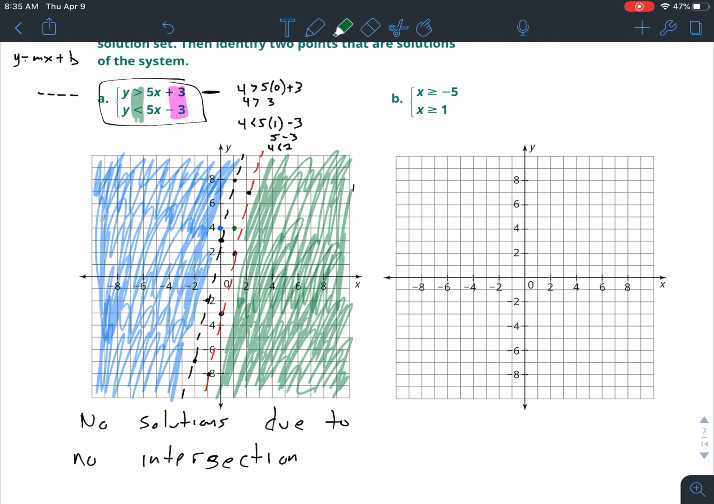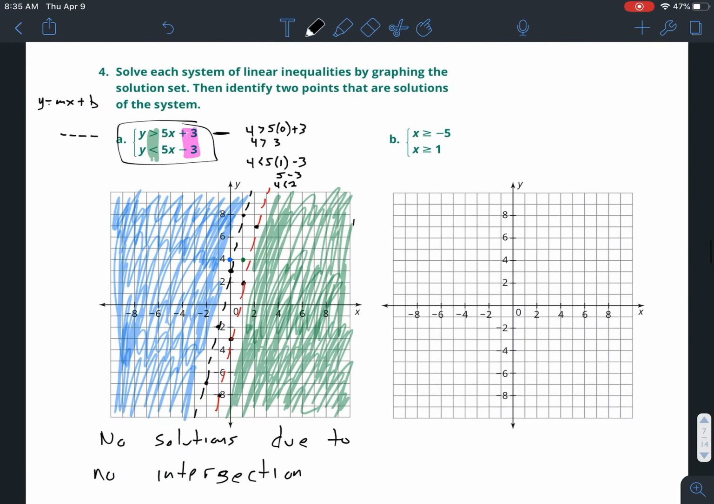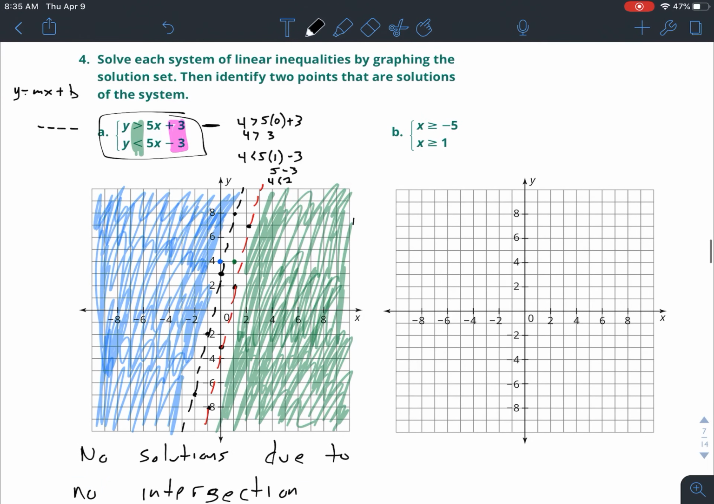So that is how we do that problem. Now, the last one we're going to do for today, because when it goes on the new one, I don't want to overload you guys, is x is greater than negative 5.